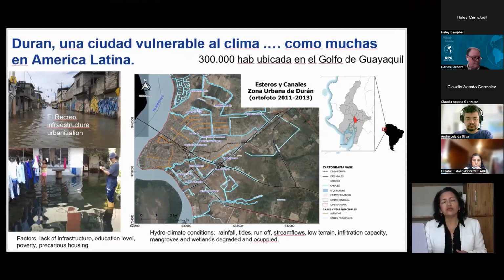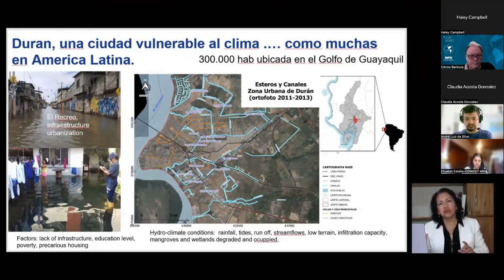It has shallow areas, mangrove areas that were degraded, and also many informal settlements where most of the population suffers from lack of infrastructure, low levels of education, there are also levels of poverty and inequality, and housing is poor.